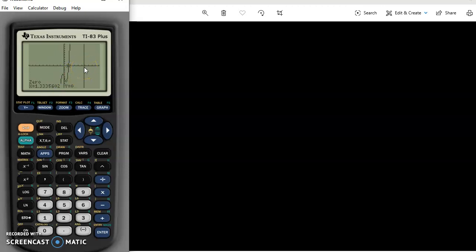It almost looks like a vertical asymptote. I promise it's not, but anyway. So it looks like that's 1, 2, 3, 4. Looks like we're between like 5 and 7.